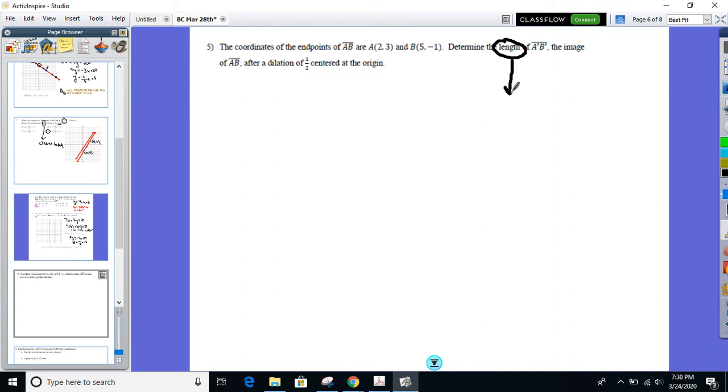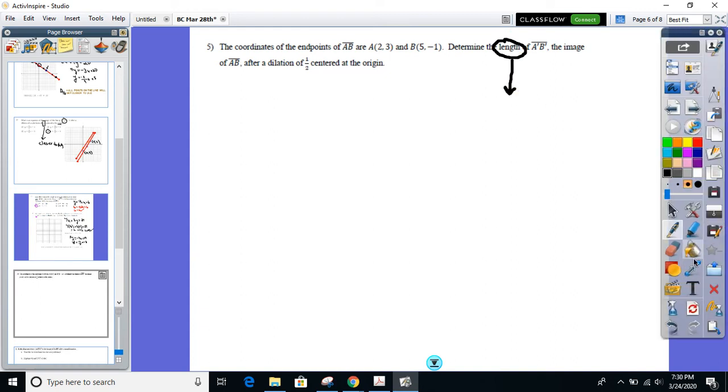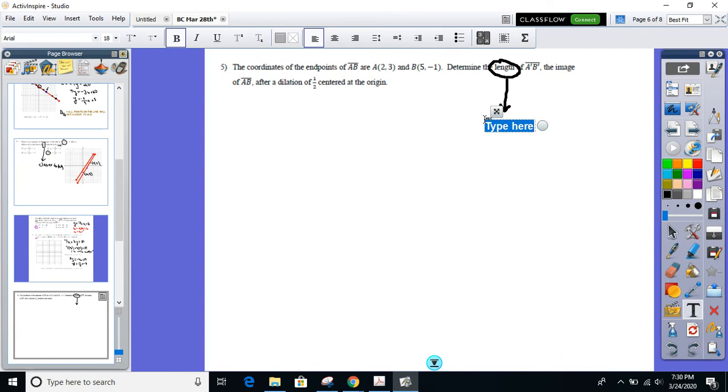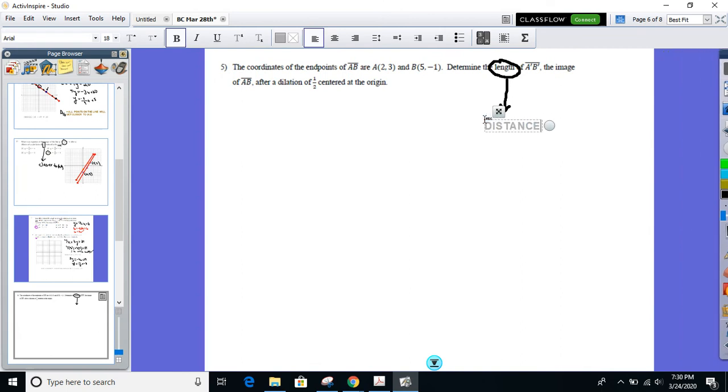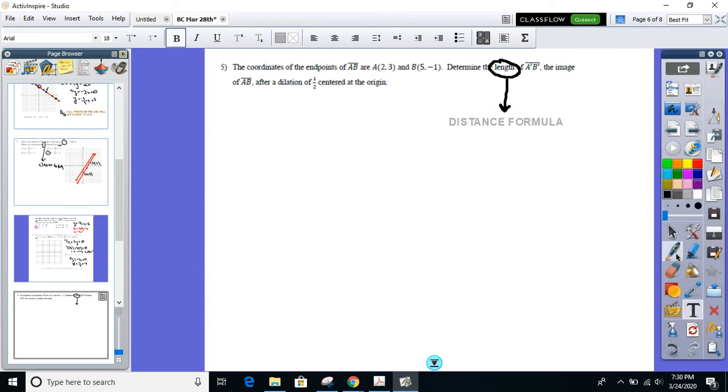So we know what's going to get busted out, kids. Oh, it's been so long. We've missed you. The distance formula. Stop rolling the eyes. You love it. You just don't want to admit it.